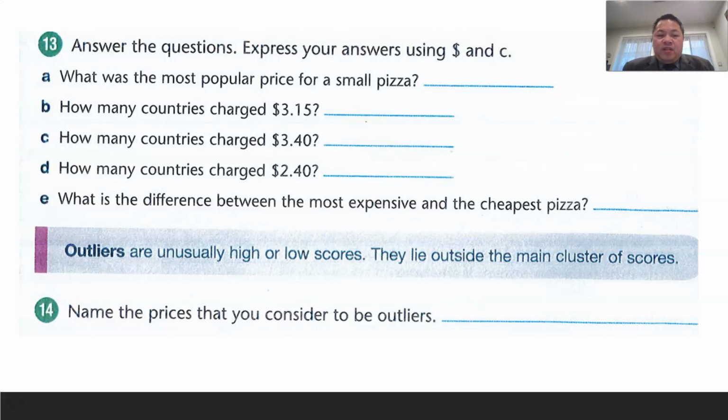Okay, and then from here, they say outliers are usually high or low scores. They lie outside the main cluster of scores. So things that are in the center, they're all clustered together. Things that are outside, we call the outliers. Name the prices that you consider to be outliers. There could be 1, 2, 3, or even 4. So look at the data set and write down the appropriate answers, okay?